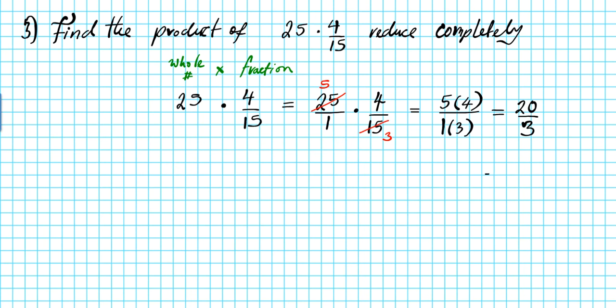This improper fraction can be expressed as a mixed number, so you just basically divide 20 divided by 3. 3 goes into 20 6 times. 6 times 3 is 18. Remainder 2. So our answer is 6 whole number, 2 over 3 in mixed number form, and 20 over 3 as an improper fraction.